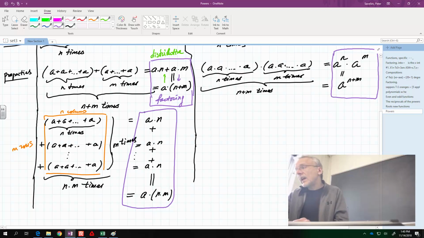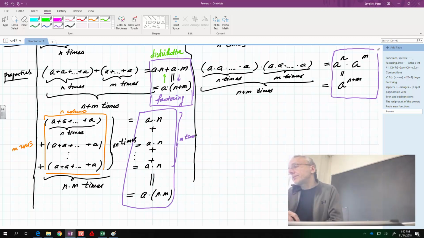So a times n plus a times n plus a times n, m times. So this is still m times. Okay, so it produces multiplication by n times m. Okay, so it's still nothing but counting of the number of entries. Okay, it is more interesting if we take it now to multiplication. It looks slightly different, but the result will be the same. Once again, we will be counting.